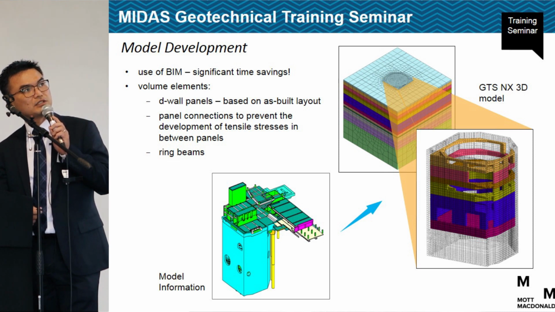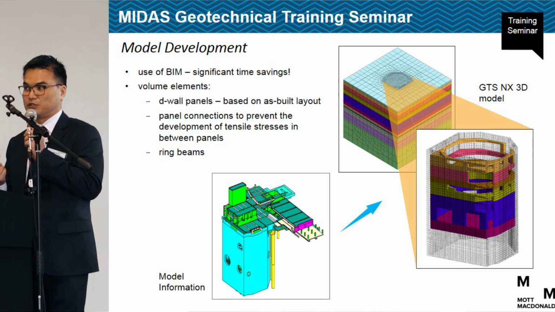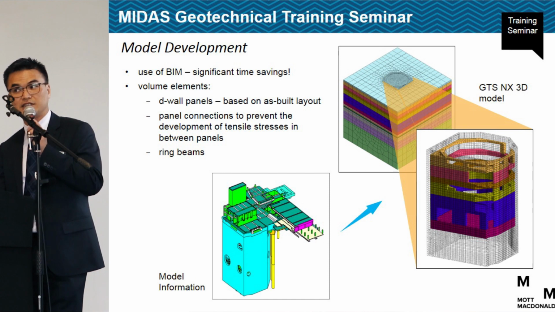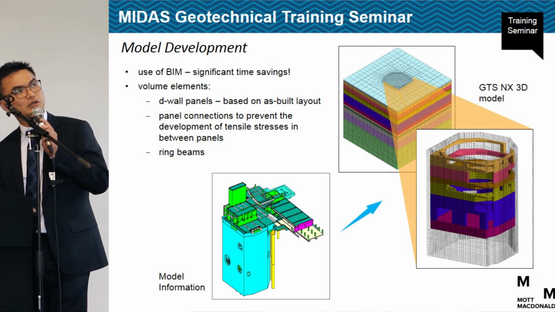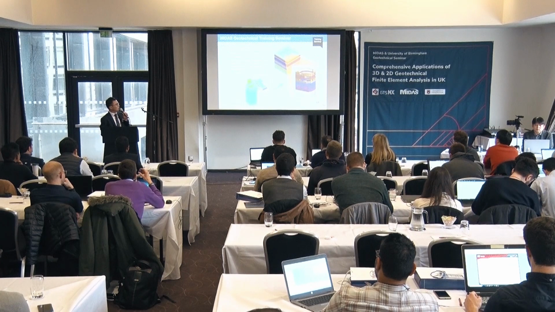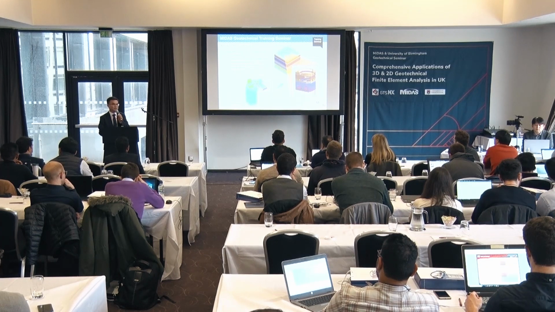One of the challenges is we want to prevent any transfer of tensile stresses in between the D-wall panels. So what we did is we introduced additional volume elements inside there, to try to manage the tensile stresses within those elements. And all other internal structures like rim beams, columns, and lining wall were imported from the existing 3D models. This has reduced the modeling time significantly.